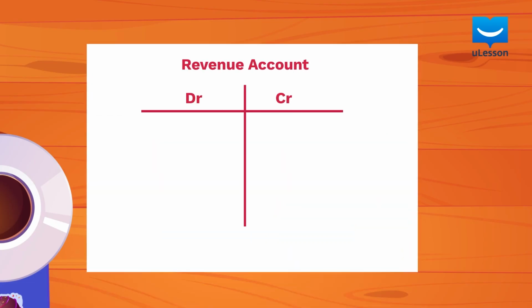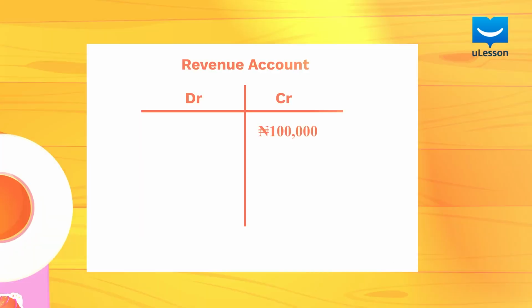Of course, he should recognize this as a revenue because Mr. Kari has delivered the suits to his customer. So we can say he has earned his revenue. This revenue is a credit balance, so 100,000 naira will be recorded on the credit side of the revenue account. What then will be the debit balance of this transaction?